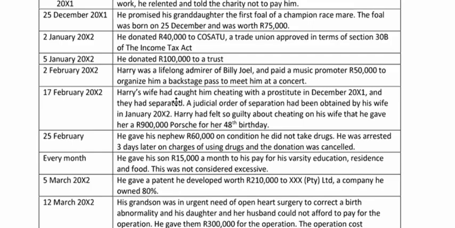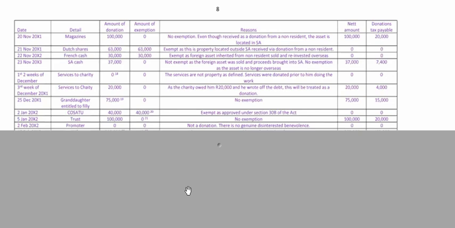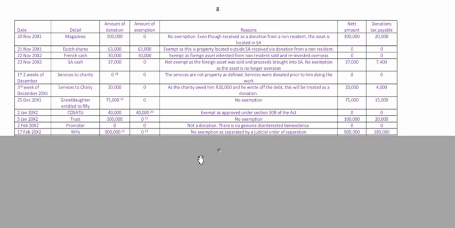It says Harry's wife had caught him cheating with a prostitute in December 20X1 and they had separated. A judicial order of separation had been obtained by his wife in January. Harry had felt so guilty about cheating on his wife that he gave her a 900,000 Rand Porsche for her 48th birthday. So what happens with the Porsche? She's no longer his wife. There's a judicial order of separation. Because there's a judicial order of separation, the spousal exemption falls away. 900,000 less 0 gives you 900,000 as a donation.